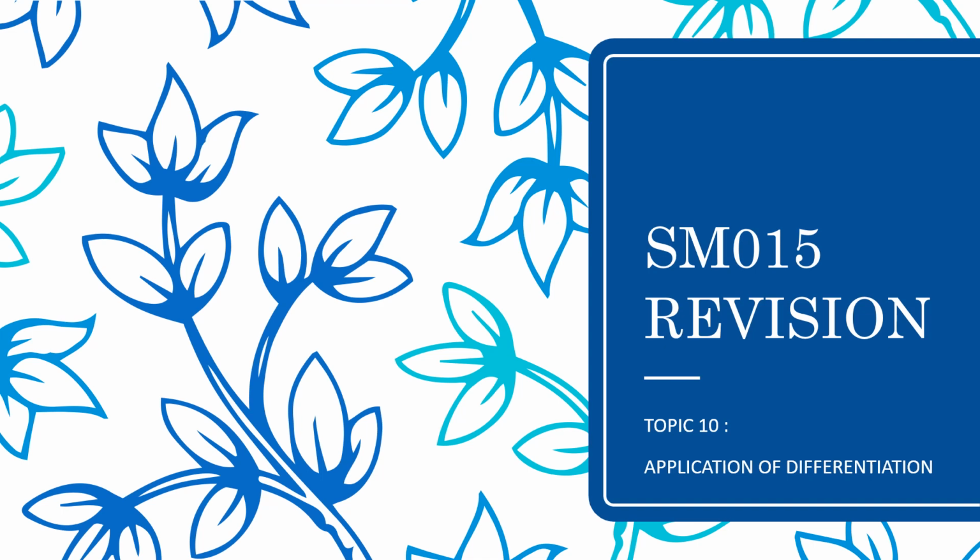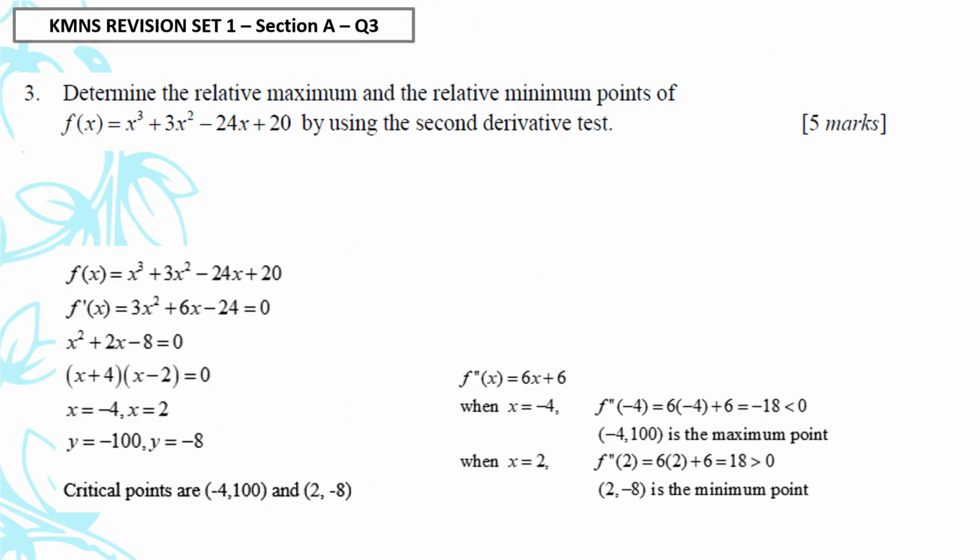Topic 10, application of differentiation, will also be asked in section A and section B. For section A, it will just ask you about the relative extremum, which is the maximum and the minimum points of a function, and you have to test it using the second derivative test or the first derivative test. So the working is all the same for every question asking for the extremum point.